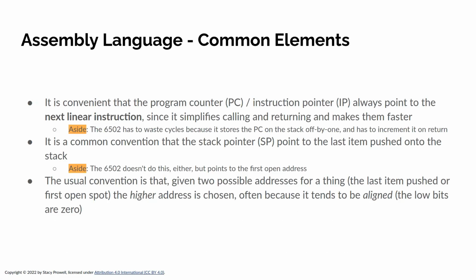Like I said, the program counter and instruction pointer always point to the next linear instruction. That simplifies things. It simplifies calling and returning. Not everybody does it that way. The 6502 processor used in the Apple II, and I think the 6510 that was used in the Commodore 64, has to waste some cycles because it doesn't do that. It stores the program counter on the stack, but it's off by 1 when it stores it, and it has to increment it when it returns.